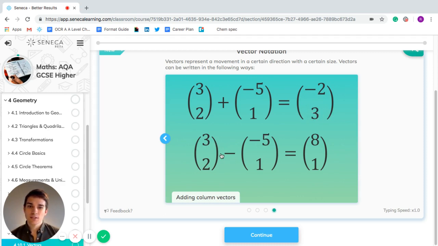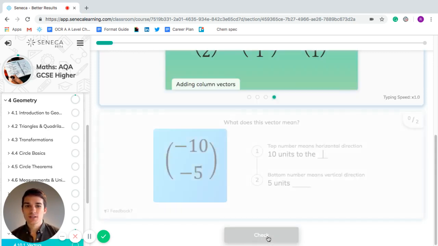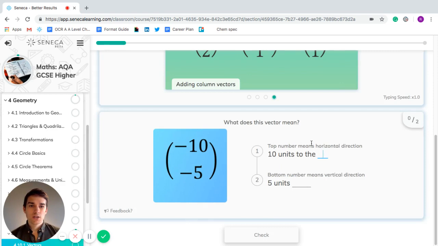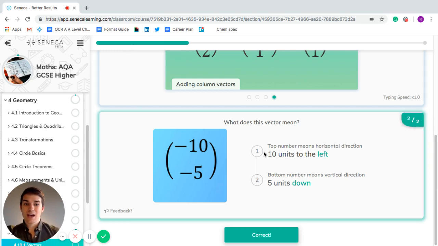So similarly with the subtract, you've got 3 subtract -5, which gives us 8, and you've got 2 subtract 1 to give us 1. So again, that means it's going 8 to the right along the corridor, and then 1 up. Let's look at some questions to sort of consolidate that knowledge. So top number tells us that this is -10, so 10 units to the left in this situation, and -5 on the bottom will be 5 units down.